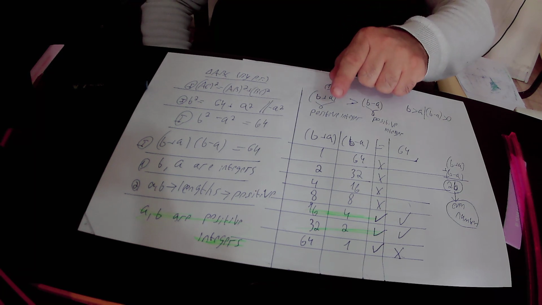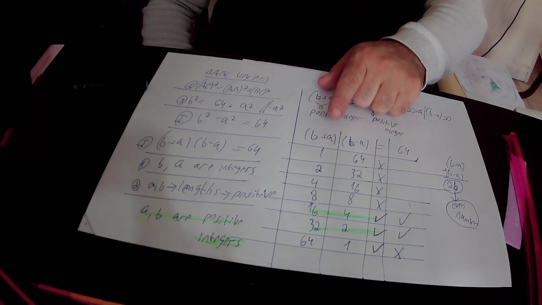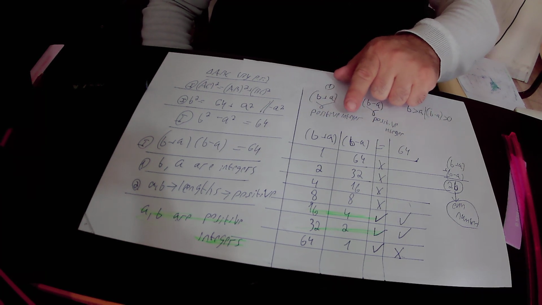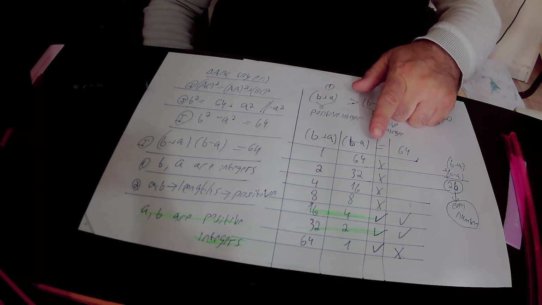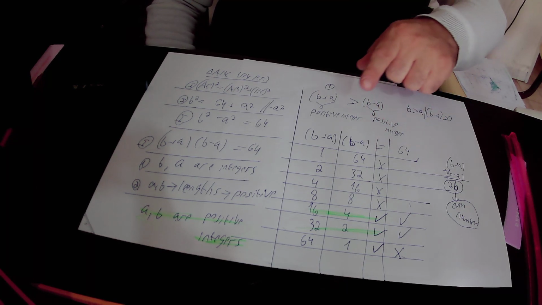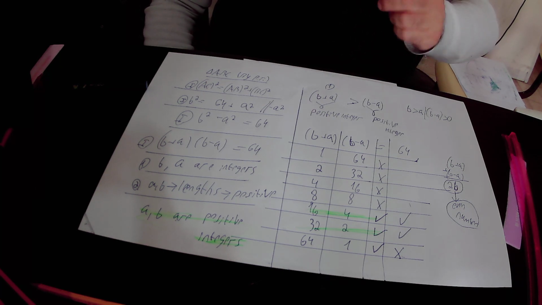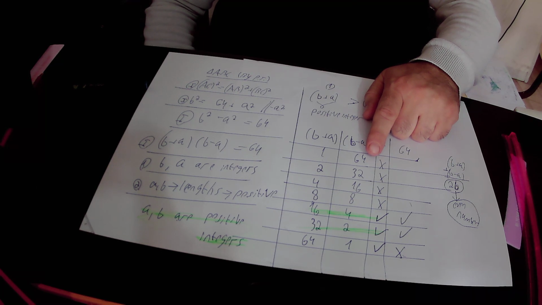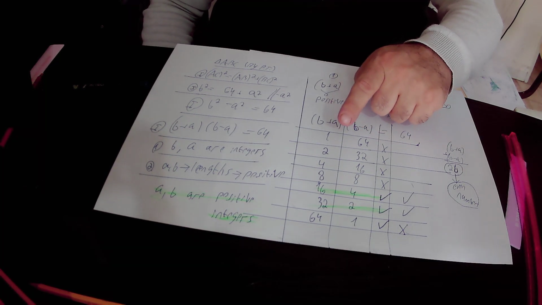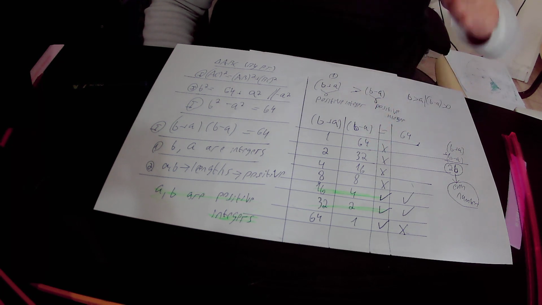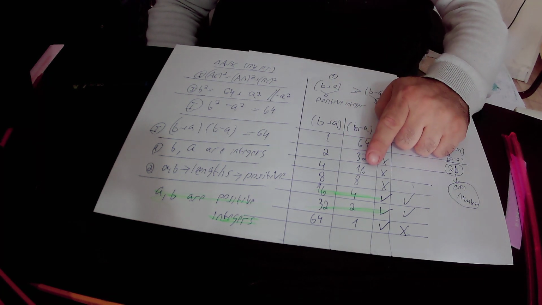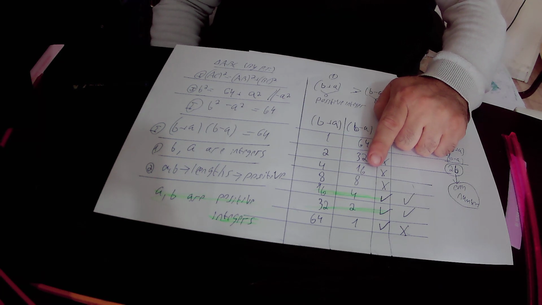Here it might be the first number 1 and the second number 64, that is to say B plus A might be 1, and B minus A might be 64, and 1 times 64 is 64. And we have another possibility that B plus A is 2 and B minus A is 32. 2 times 32 is 64. Another possibility is that B plus A is 4 and B minus A is 16, and 4 times 16 is 64. And we have another possibility that the first number is 8 and the second number is 8 also, and 8 times 8 is also 64.